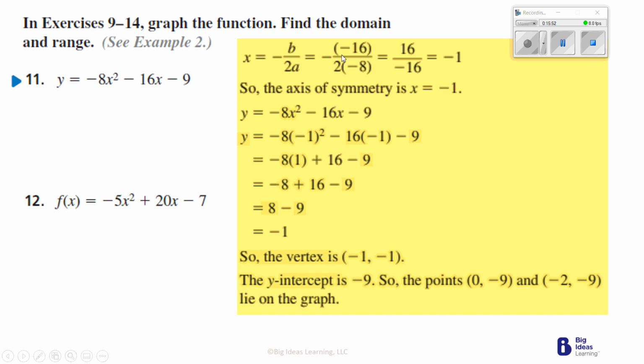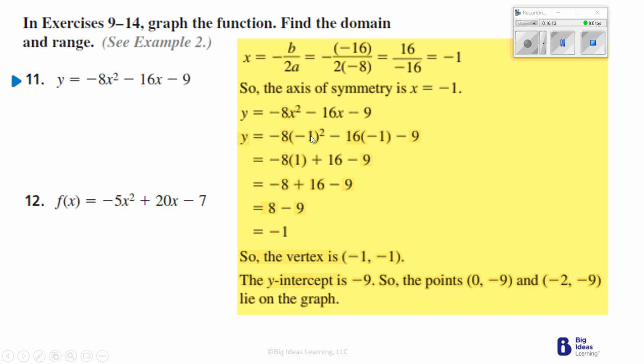And this is a negative times a negative, in case you're wondering why this was positive, okay? But this was negative times 2, right? So negative 8 times 2 is negative 16. So 16 divided by negative 16 is negative 1. We're going to plug in negative 1 into our formula. So x is now negative 1. And it's negative 1 over here.